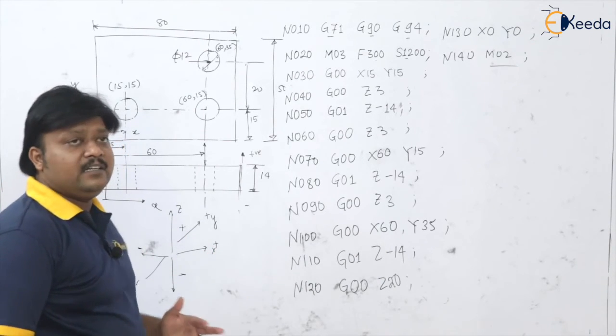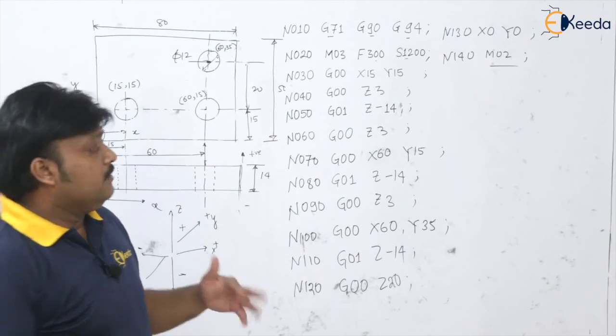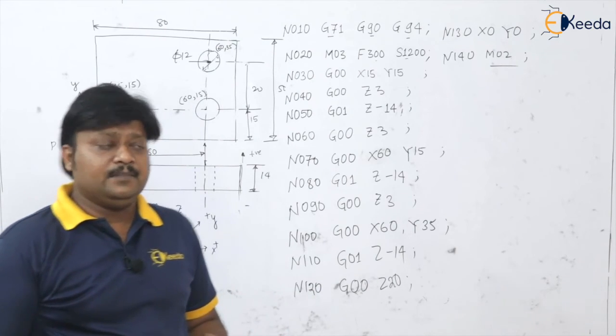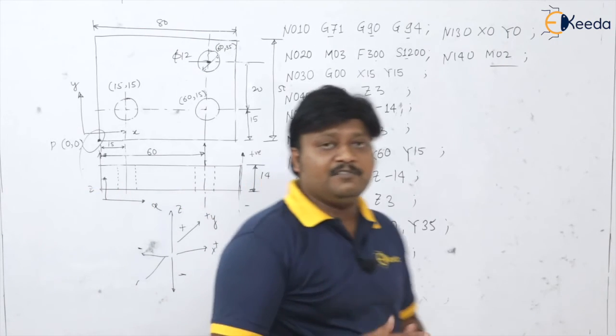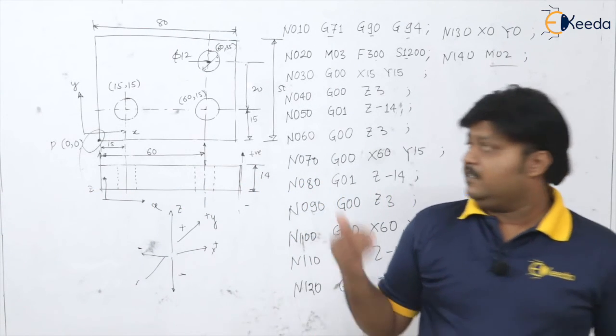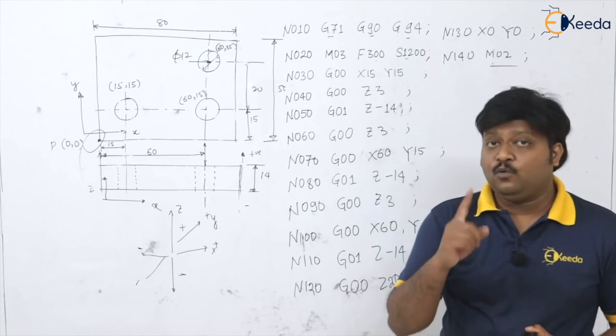In the same fashion we can write for the milling operation and for turning. So go through it and try to write the program for different operations like milling and turning on your own.